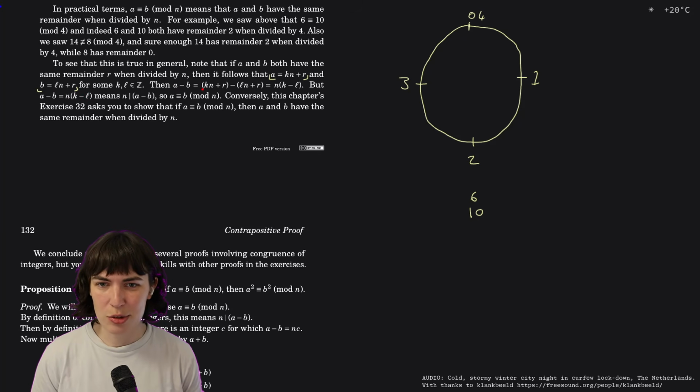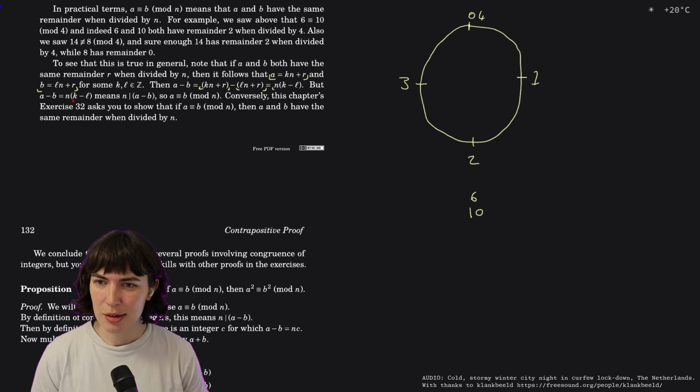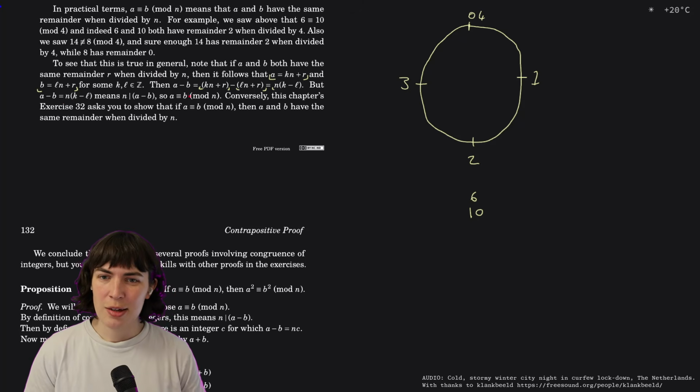Then A minus B equals Kn plus r minus Ln plus r equals n(K minus L). That's just simplifying it, right? Fine. But A minus B equals n(K minus L) means that n divides A minus B. Okay, that makes sense. Because this has got to be like a factor in producing A minus B. Yeah, okay, fine. So A is congruent to B mod n.